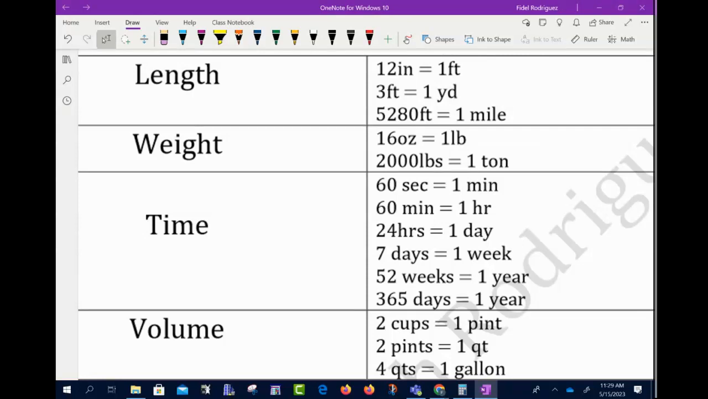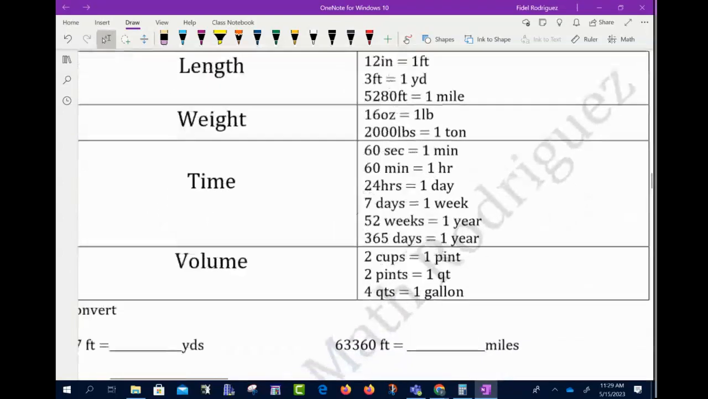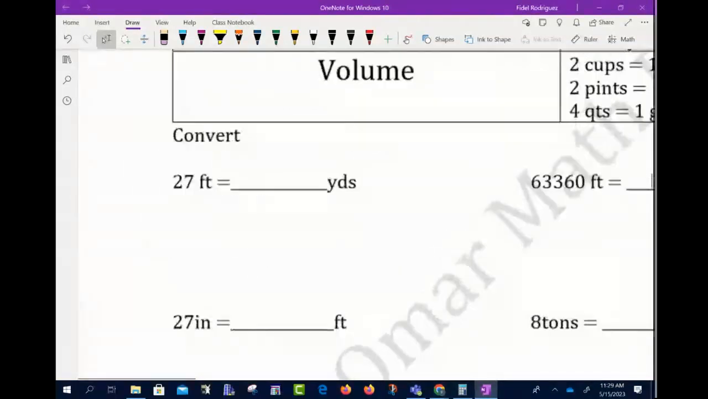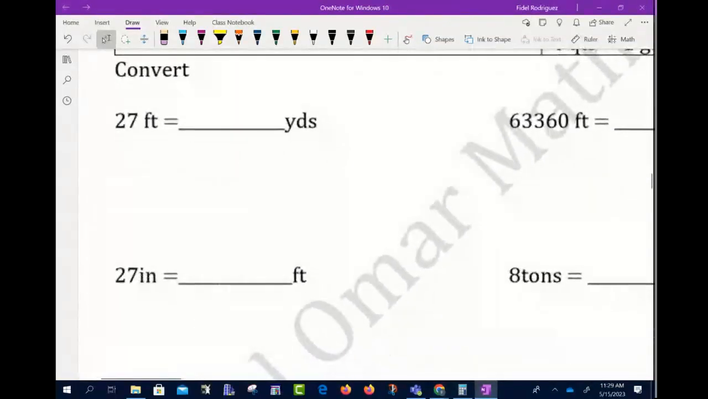Now, what I want to show you here is how to do these problems so that they work out perfectly every single time. Okay, what I want to show y'all is we're going to do some converting. We're going to convert feet into yards. So the first thing I'm going to do, y'all, I'm going to rewrite this problem right here. I'm going to write 27 feet. I'm going to write that over 1.